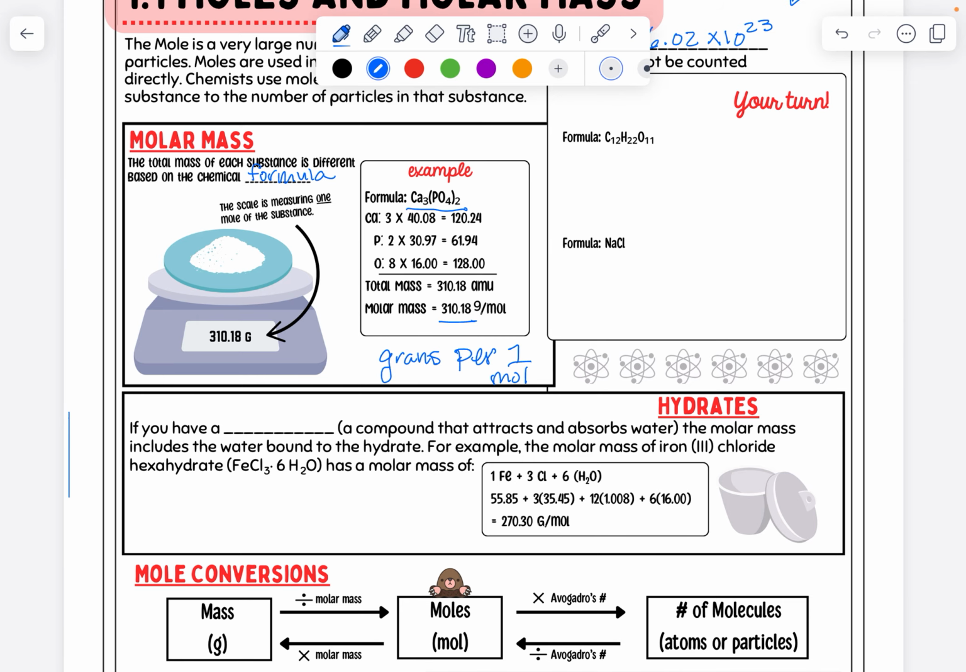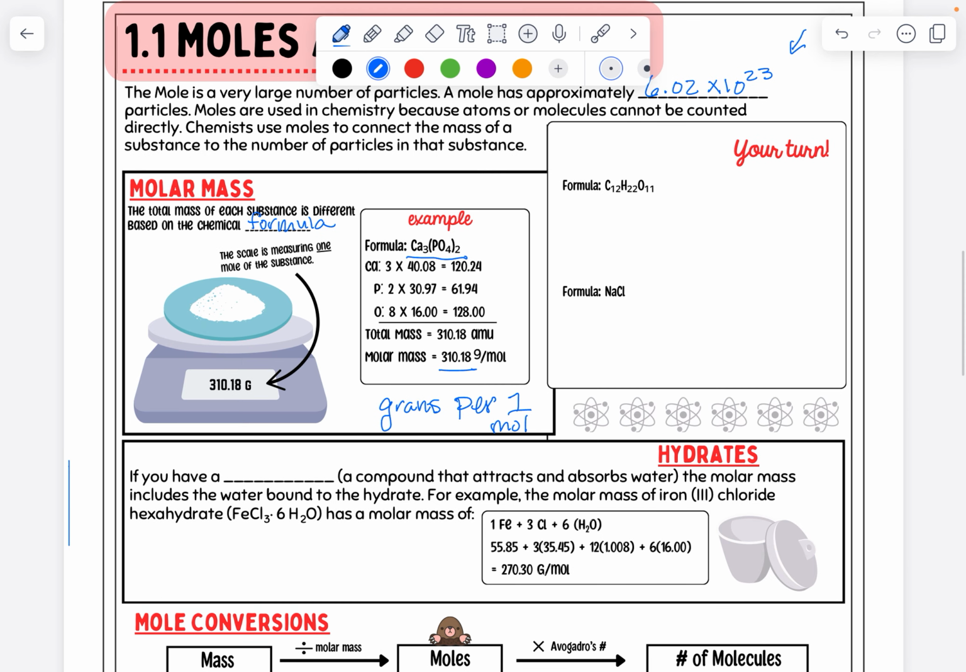So that's important. And mole, we abbreviate with mol. I'm not spelling it wrong, but that's a shorthand way that we write moles. So you can leave the E off if you want to write it shorthand. So now it's your turn. See if you can figure out, pause the video, the molar mass for each of these formulas.